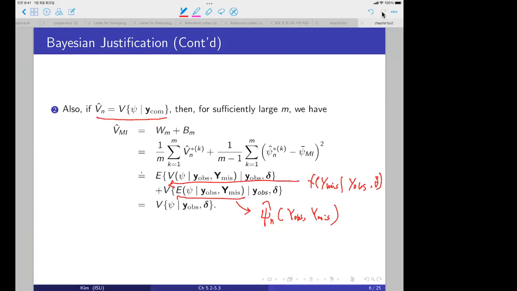So conditional... so there's no data in this distribution. So if we already have the conditional distribution of y miss given y observed and delta, then we don't need to put the posterior there.